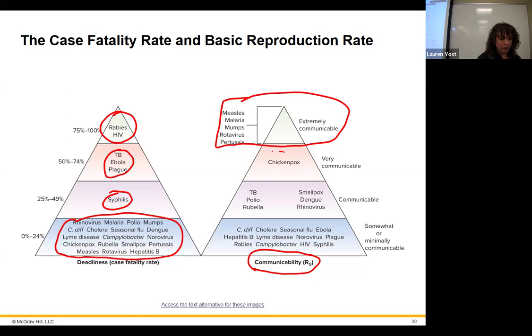Very communicable, chickenpox, we kind of know that already. Things that are communicable just kind of at a normal level, we have smallpox, dengue fever, which is also mosquito-borne, tuberculosis, polio, rubella, and rhinovirus. Rhinovirus, just to be clear, in case you don't know, is just a cold virus, common cold. So pretty communicable. So is smallpox, yeah?